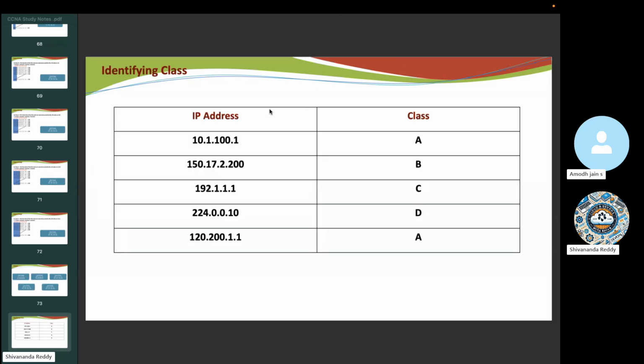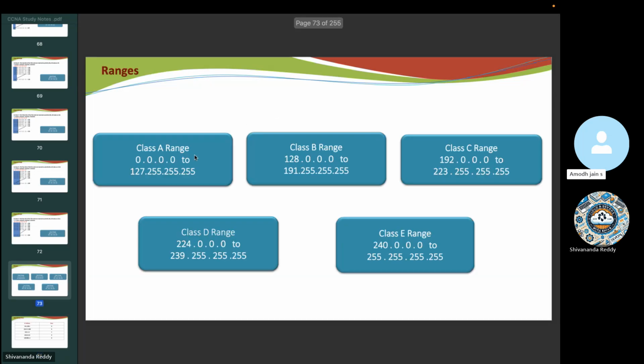Based on priority bit only, they classify the ranges, right, sir? Correct. In the first, class A, the first priority bit is 0. That's the reason the IP address will start from 0 to 127. For the second one, the priority bits are 2 digits, 10. That's the reason it starts from 128 and ends with 191. C is 192 to 223. D is 224 to 239. E is 240 to 255. Like this, the range needs to be calculated.